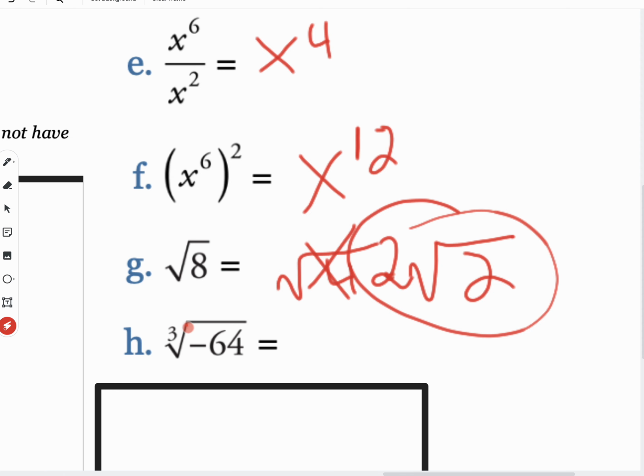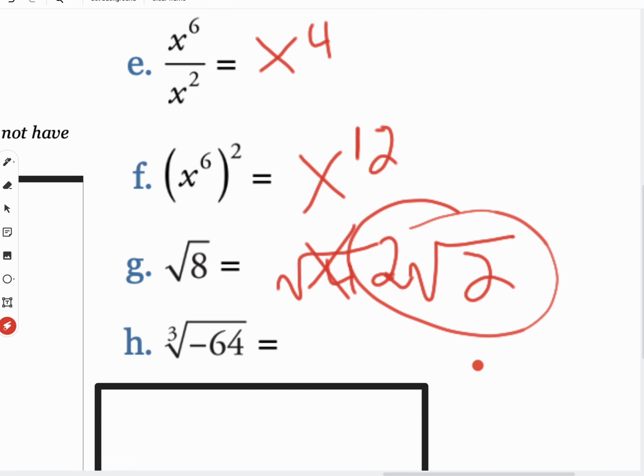Here we ask ourselves what number times what number times what number is 64. But let's keep in mind our negative times positive rules. For an odd amount of negatives times positives, we'll end up with a negative number. 3 is an odd number, by the way. For an even amount, it would be a positive number. For example, negative 2 times negative 2 is 4, but negative 2 times negative 2 times negative 2 is negative 8, because we have an odd amount of negatives multiplying one another. Keep that in mind here.